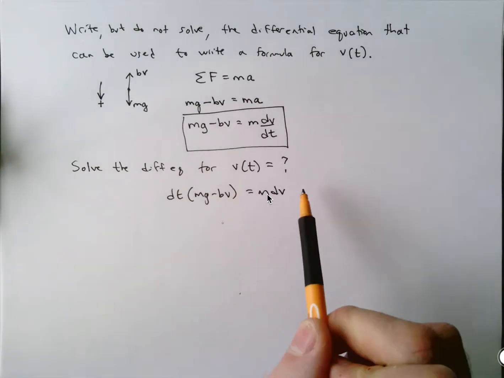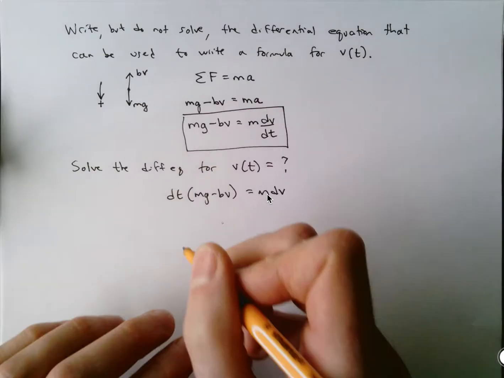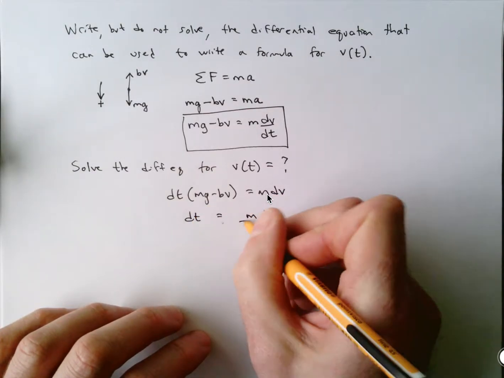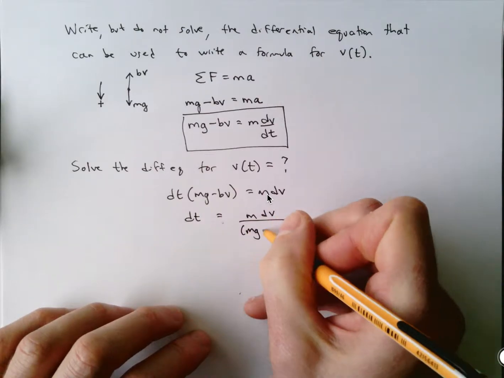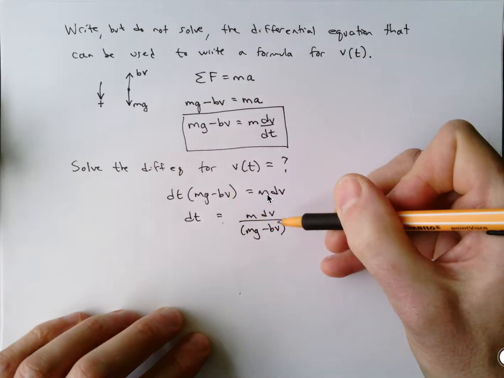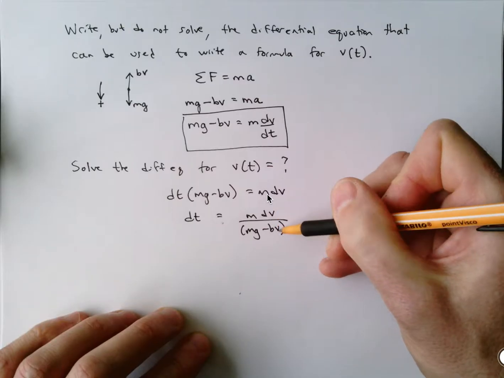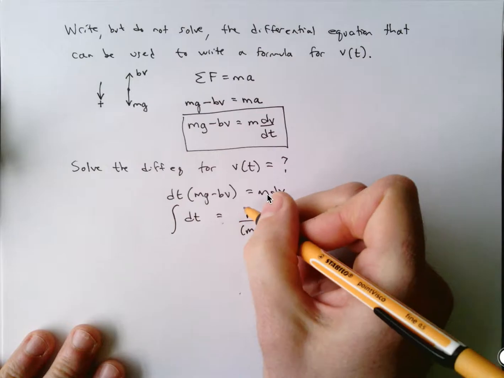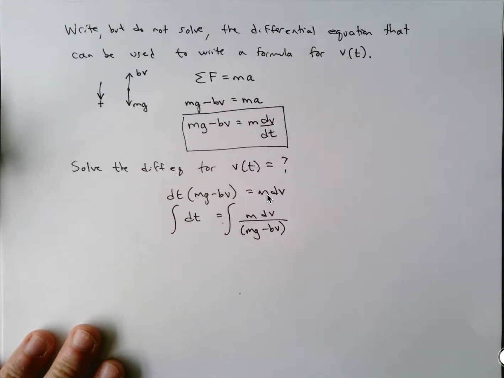So I can't simply add bv over to this side. I'm going to divide everything that's in the parentheses over to the other side. So I have mg minus bv on the other side. Now these two variables are connected by division, and that gives you a situation where you can integrate. In fact, that's our next step. Integrate this side, integrate this side.